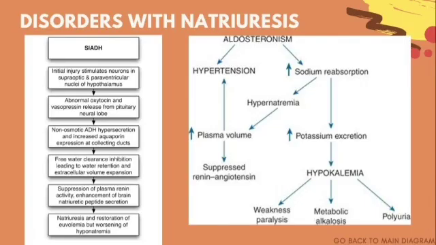Now, we are going to answer the question, what are the disorders that present with natriuresis? These are your SIADH and your aldosteronism. Your SIADH, also known as the syndrome of inappropriate ADH, has patients with excessive levels of ADH due to abnormal vasopressin release from your pituitary neural lobe, which will then increase water absorption by your kidneys, diluting your extracellular sodium.